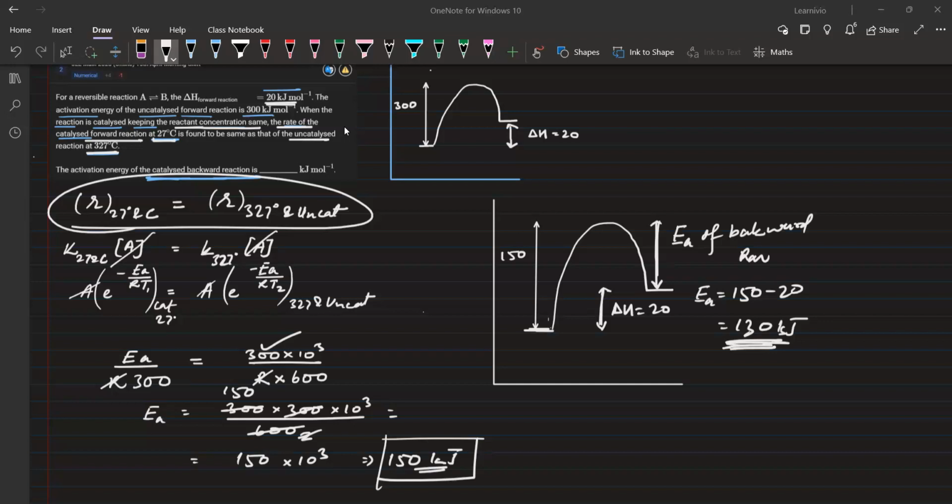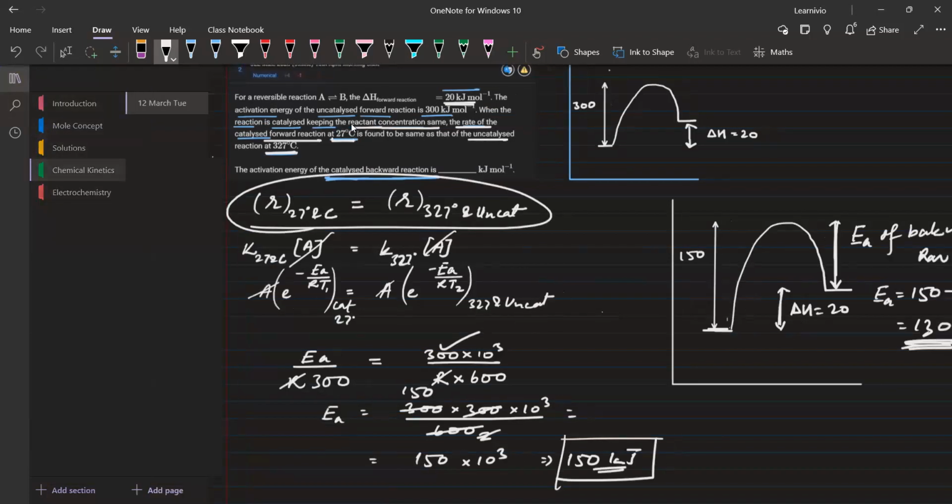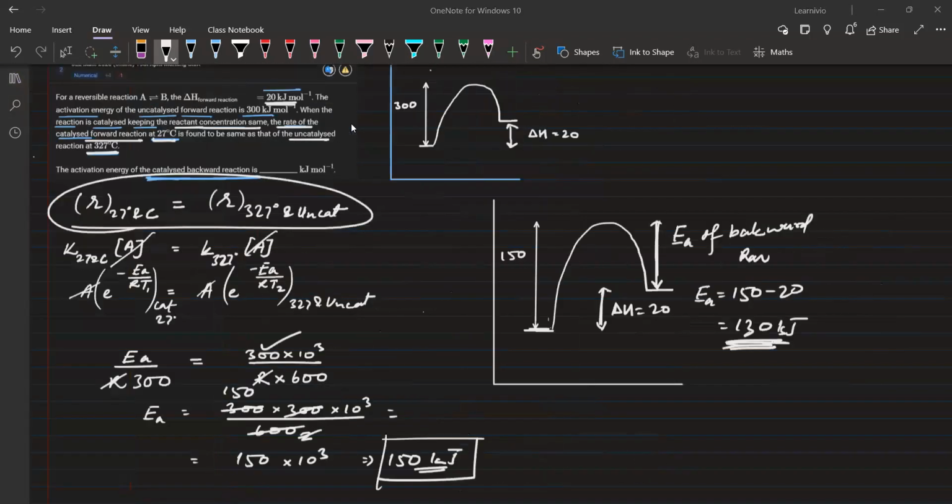So that's it for today. Tomorrow you will be having the test for these chapters: mole concept, solution, chemical kinetics, and electrochemistry. The pattern will be same as that of JEE Mains. You'll be having 20 MCQ questions, and 10 numerical questions, out of which you will have to attempt 5. We'll meet day after tomorrow, Saturday. And what are we going to have on Saturday?